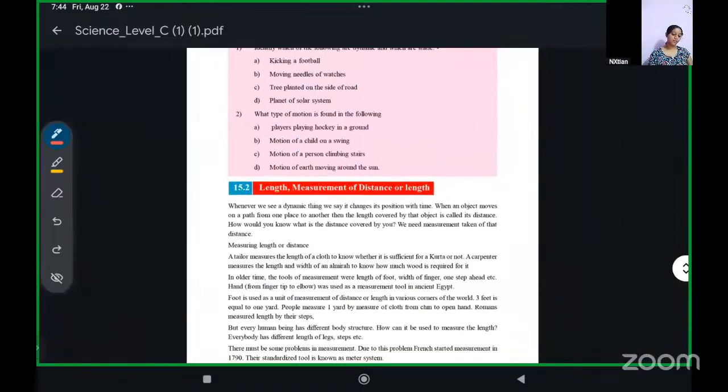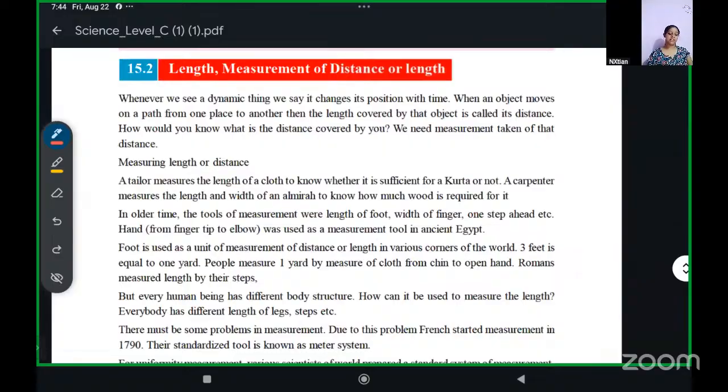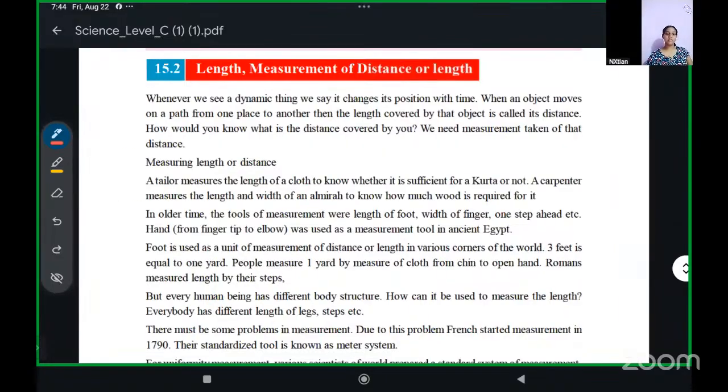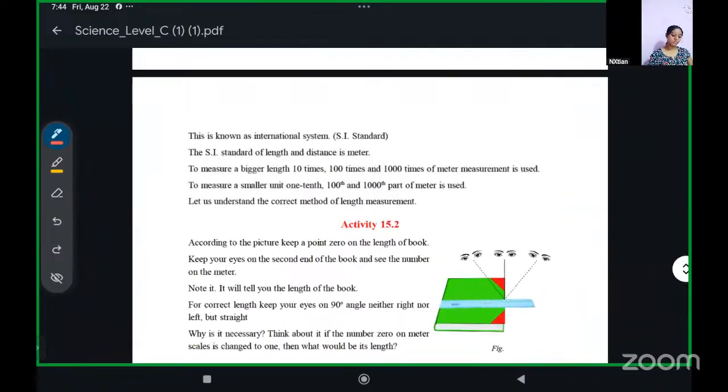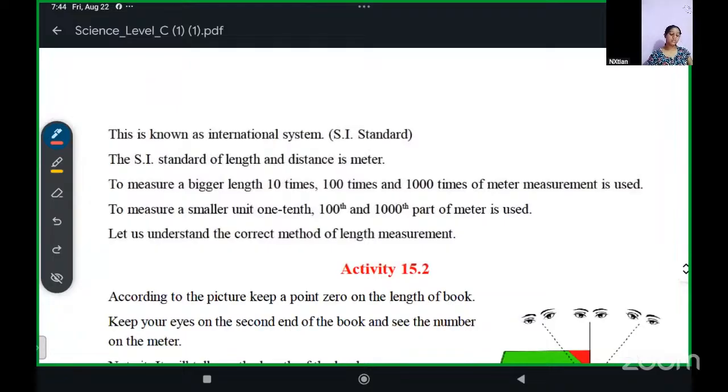Now, we also did length and measurement of distance or length. Okay. Now, the system or the standard unit which is used for measurement is known as the international system or SI standard. The SI standard of length and distance is meter. Okay, meter, that is recognized worldwide, that is recognized everywhere, is meter.